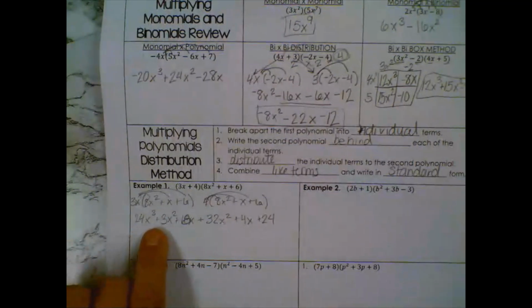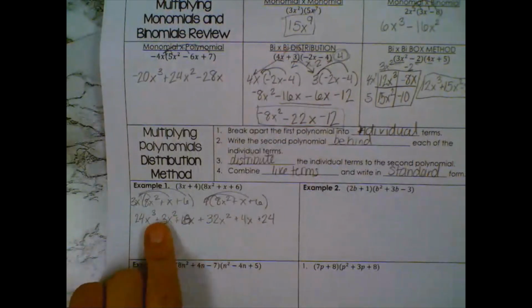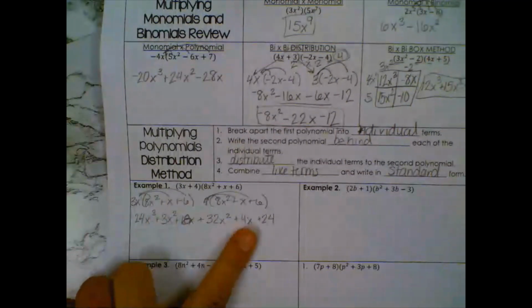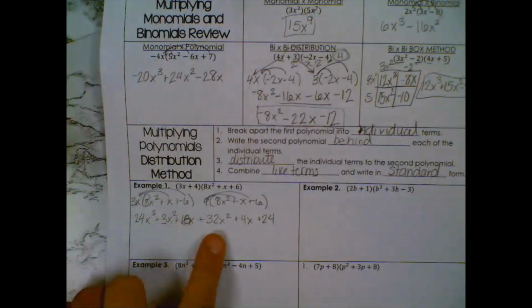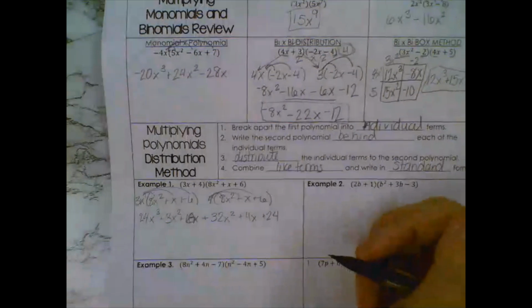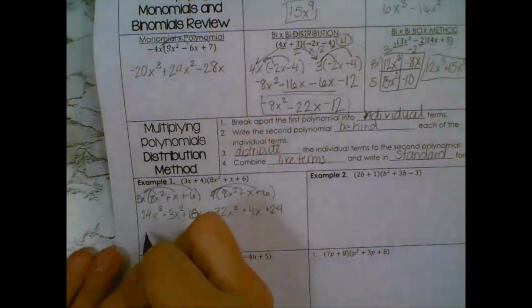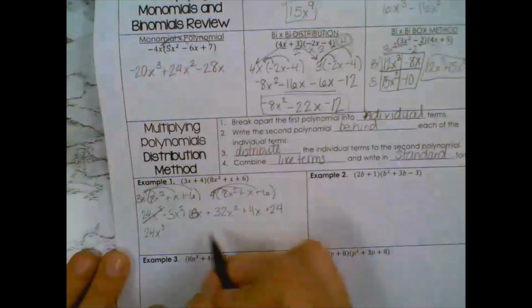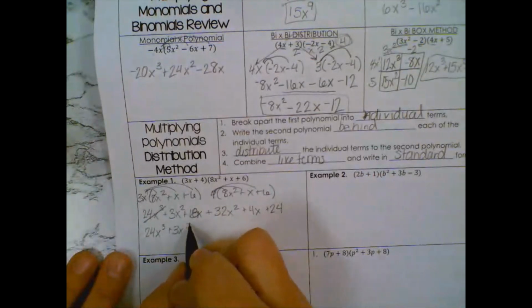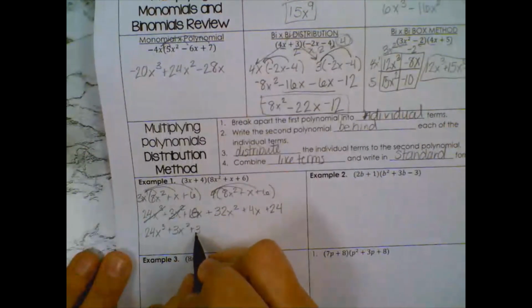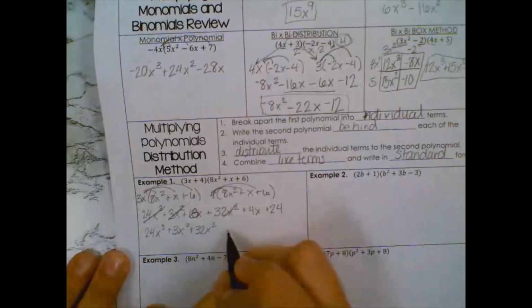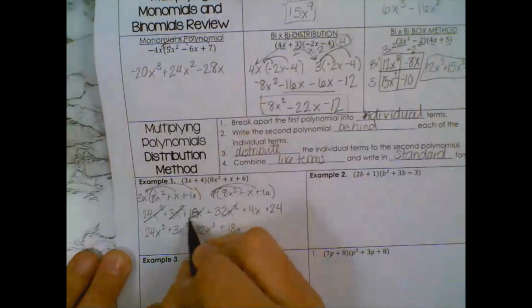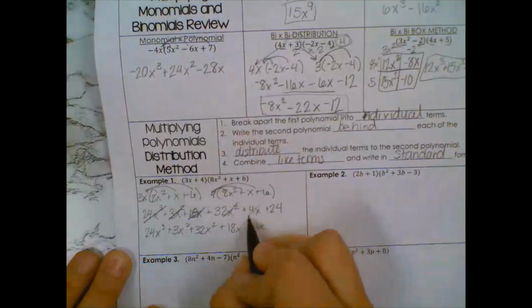Now, what you'll see is, especially in these longer ones, it's not in standard form. It's kind of out of order, so it's harder to see when we have like terms. So one thing we can do right away is let's just go ahead and put it into standard form. Our answer should be that way anyway. So 24x cubed plus 3x squared plus 32x squared plus 18x plus 4x plus 24.